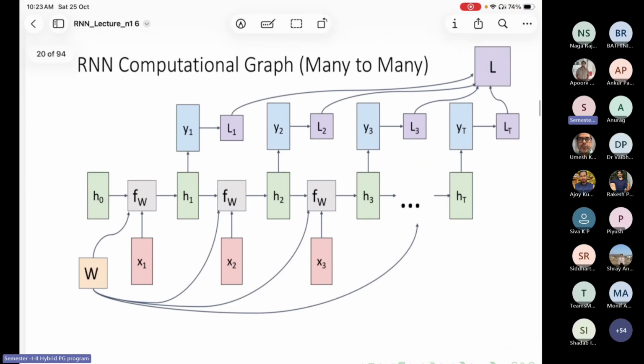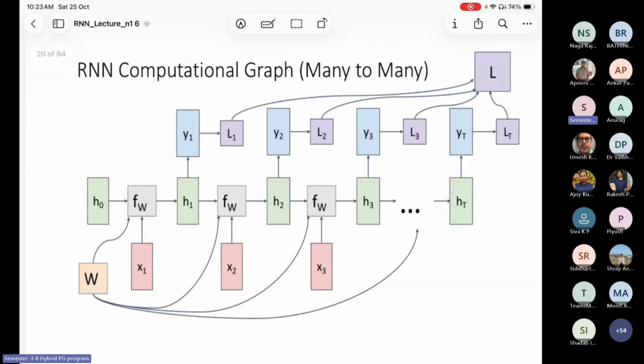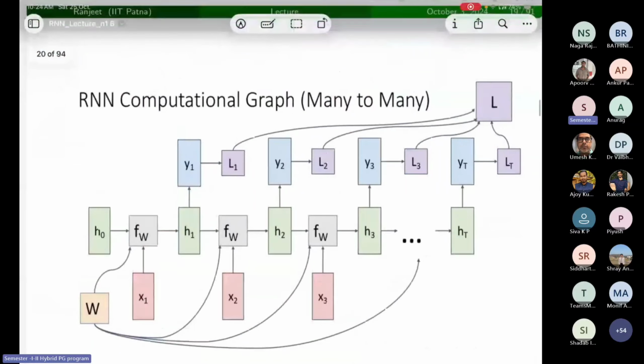But the goal is very similar to the CNN and the fully connected network that we have seen before. Here also you have to train it. W has to be trained, and for that, for every output, you use the outputs you are getting from this model, see that you have the ground truth, find the loss, and then the loss should be minimized. That's the goal of this. So this is a many to many problem.